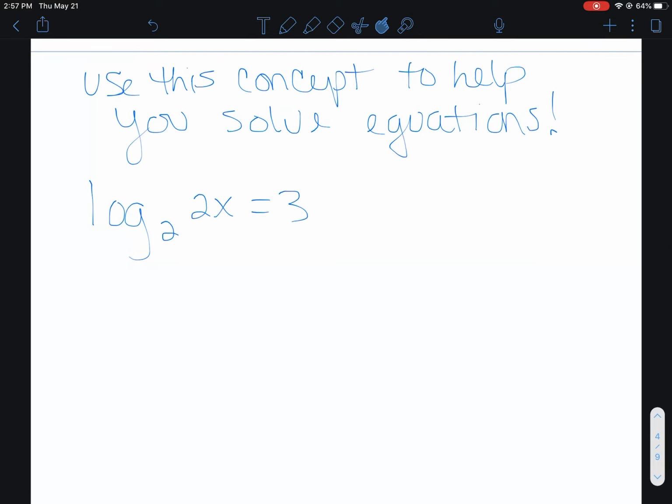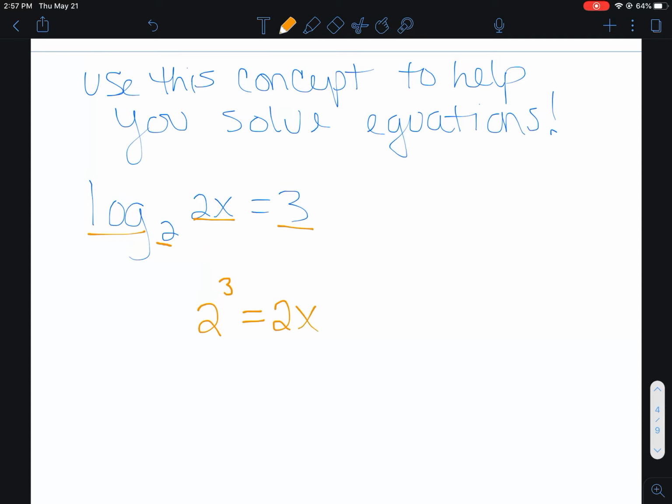Let's now use the same concept to help you solve the equations, okay? So these are all going to be pretty basic ones. We're not throwing any logarithmic tricks and advanced things at you yet, but we're just going to use the same process, change it into an exponential, and solve for x. So here I have log base 2 of 2x is equal to 3. We're trying to solve for x. So my first step would be to rewrite it as an exponential equation.